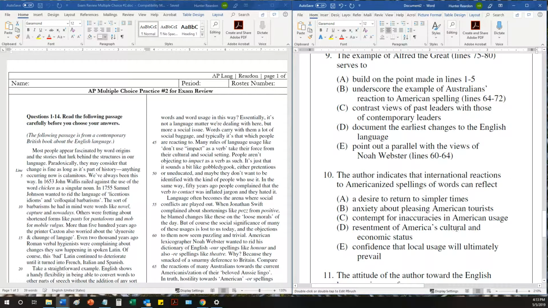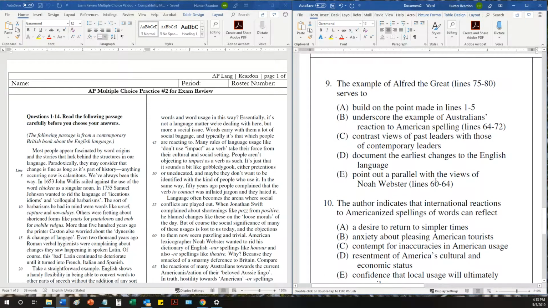So the author has definitely moved away from using Australia and the relationship between America and Australia as an example by this point in the passage, lines 75 to 80. So C doesn't really make sense. B doesn't make sense. Chaucer is not a contemporary leader, just a writer in the Middle Ages, so that doesn't make sense.